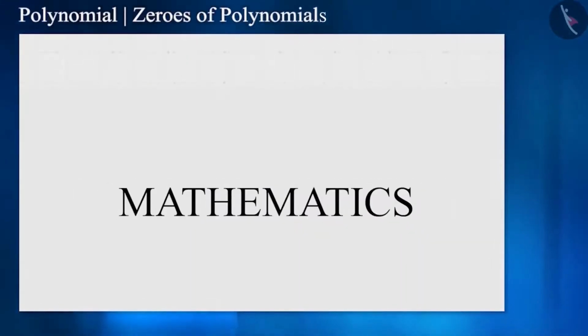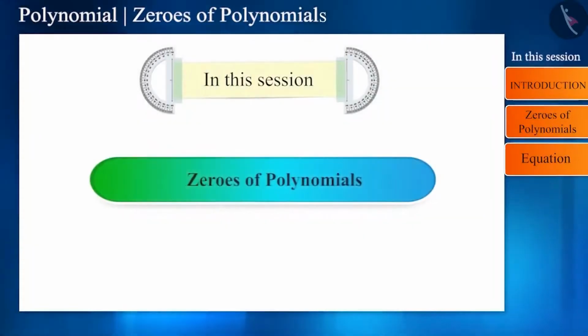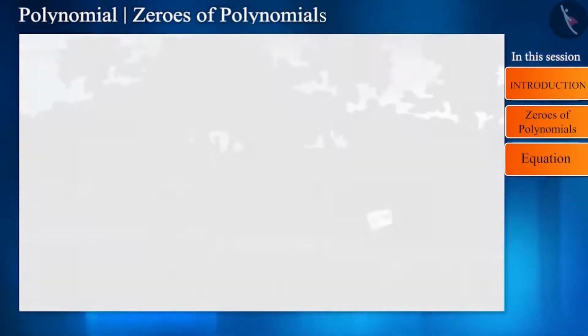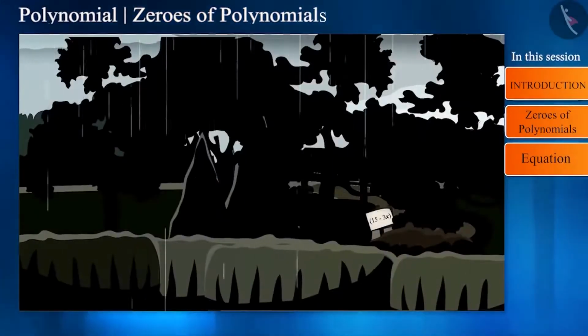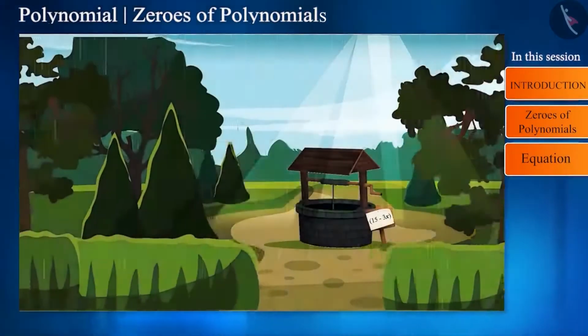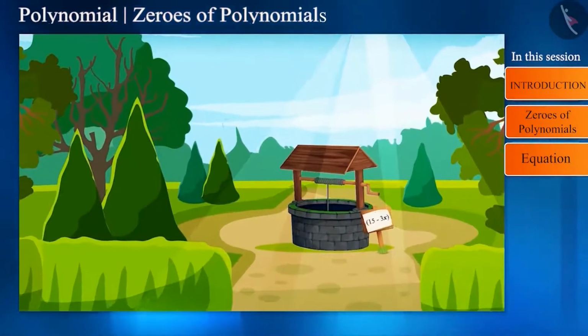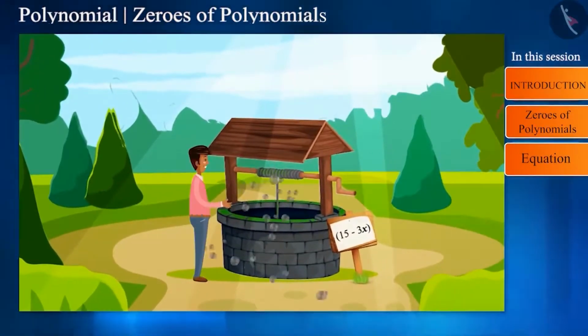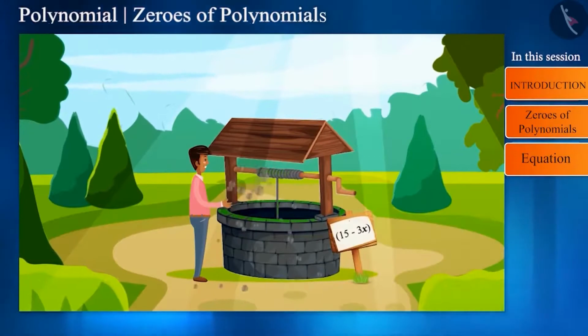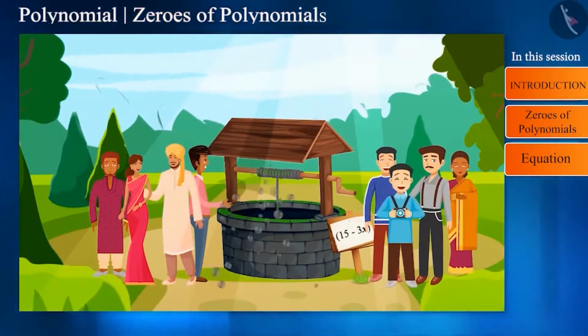Friends, welcome to this video of mathematics. Today, we will study about the zeros of polynomials. Let us start with a unique event. This story is of a well which works according to a polynomial. That is, after putting money into it, it returns money according to a polynomial. Many people took advantage of this.